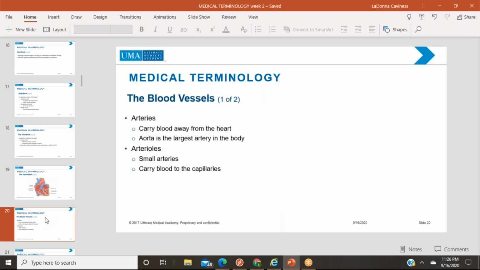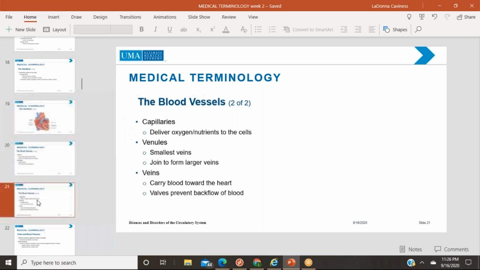The blood vessels. The arteries carry blood away from the heart. The aorta is the largest artery in the body. The arterioles, small arteries, carry blood to the capillaries. Capillaries deliver oxygen and nutrients to the cells. Venules, the smallest veins, join to form larger veins, and the veins carry blood toward the heart. Valves prevent backflow of blood.